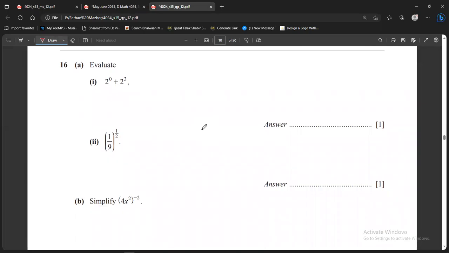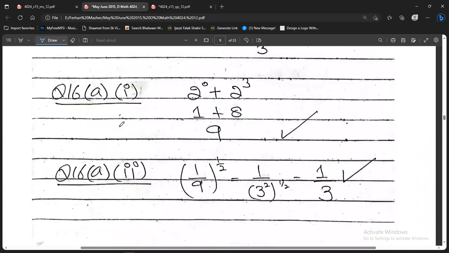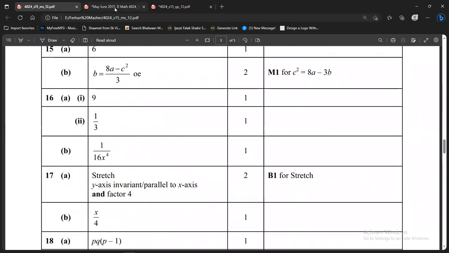So the next question is question number 16. He says, evaluate. Question number 16, A first part is 2 raised to power 0 plus 2 raised to power 3. 2 raised to power 0 is 1. Plus 2 raised to power 3 is 2 into 2 into 2, and that will be 8. So 1 plus 8, that will be 9. 9 is the right answer, sir.